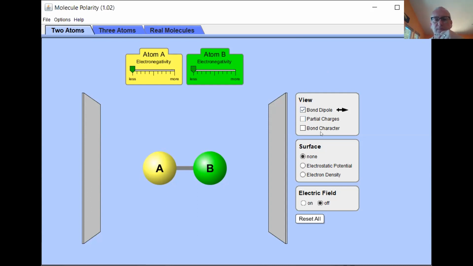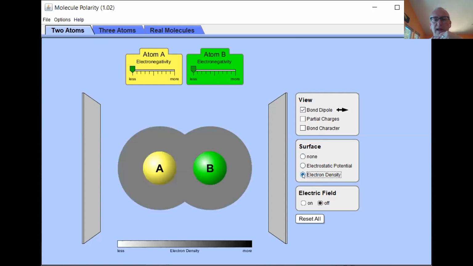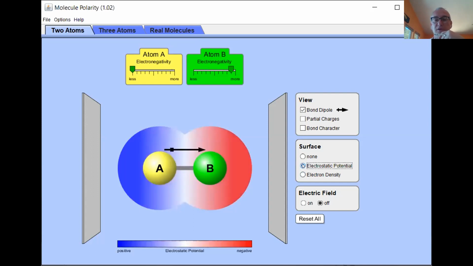So click on the electron density under surface, and you'll see it's completely evenly distributed. There's no difference at all. One side looks exactly the same as the other side. But when I change the electronegativity of atom B, watch what happens. Notice that atom B gets darker and darker, and the distribution of electrons around A gets lighter and lighter. You can see it even better when you look at the electrostatic potential.